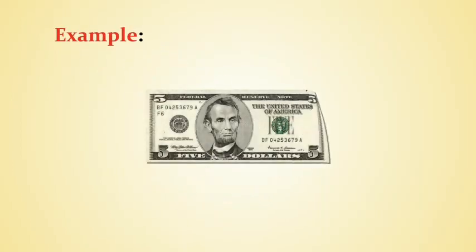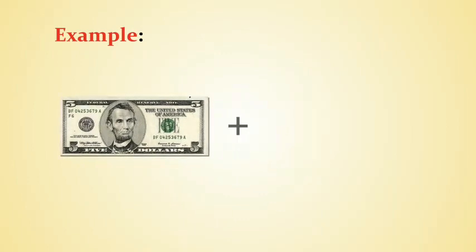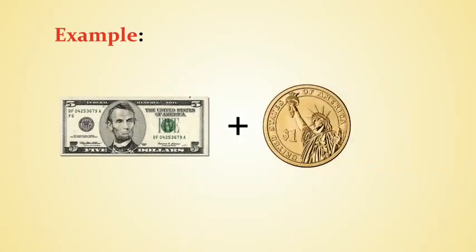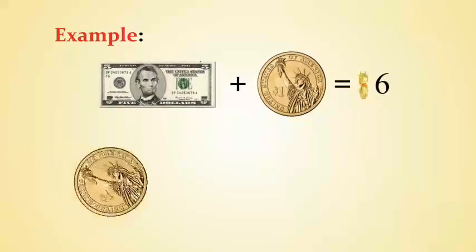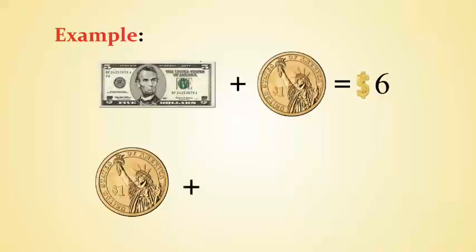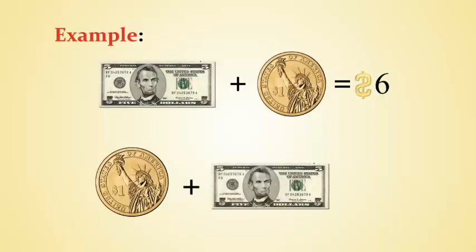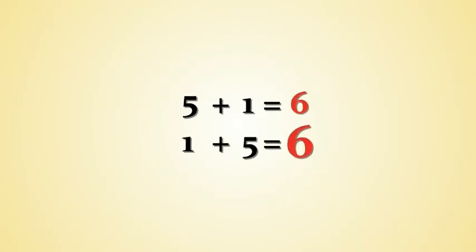This is a $5 note. If we add a $1 coin to it, we will get the value of $6. Likewise, if we take a coin of $1 and add a note of $5 to it, again we get the value of $6. We can write it as 5 plus 1 equals 6 or 1 plus 5 equals 6. In both the cases, we get the same answer.